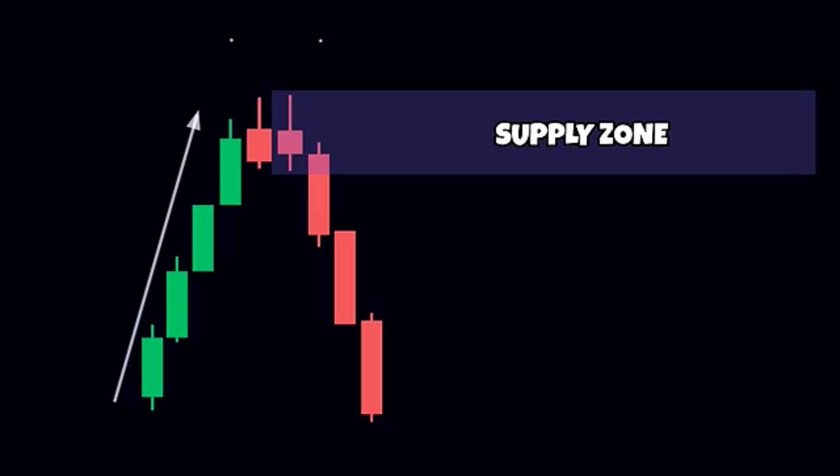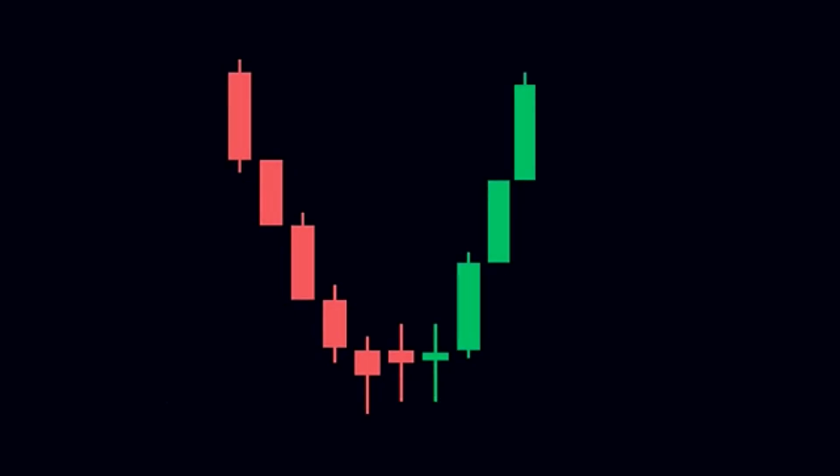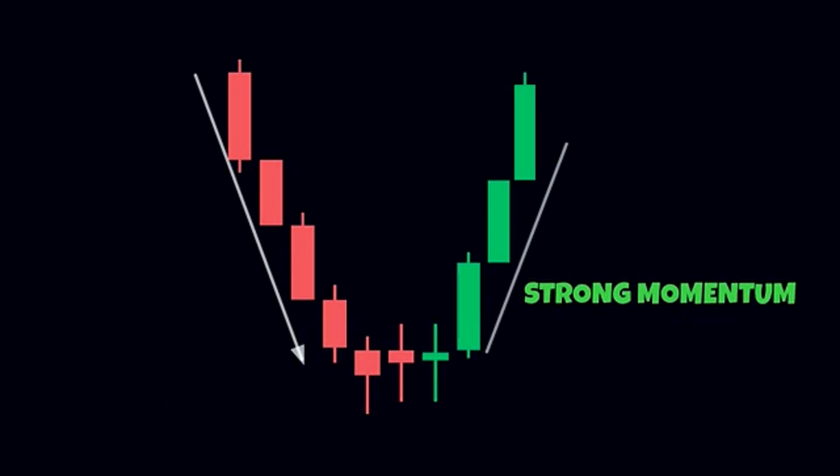Now let's see how we draw these zones and determine entry and exit points. For a supply zone, we take the high and low of the candle before the first big bearish candle and draw our zone. When price comes back to this level, we watch for bearish confirmation and enter the trade. For a demand zone, we take the high and low of the candle before the big bullish move and mark it. When price comes back to this zone, we watch for bullish confirmation and enter.